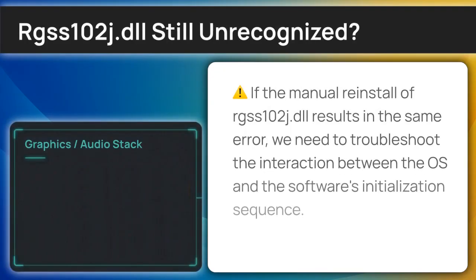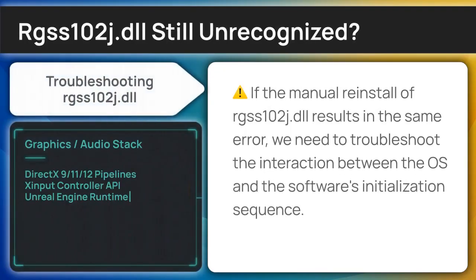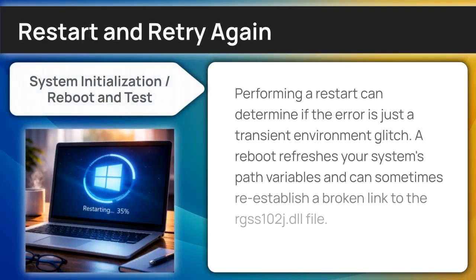If the application still won't initialize, we need to shift our focus to how the Windows loader is interacting with the library. A quick system restart is a practical way to ensure that all shared libraries, including Ruby Game Scripting System 102J module, are being loaded correctly into the current session's memory.